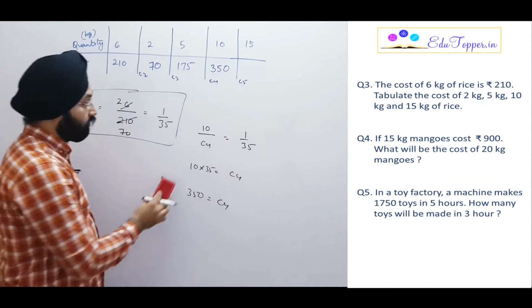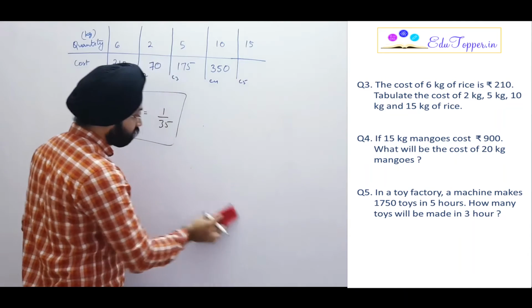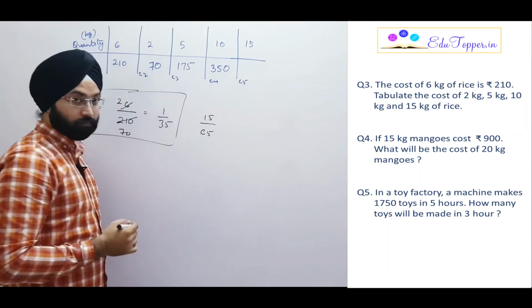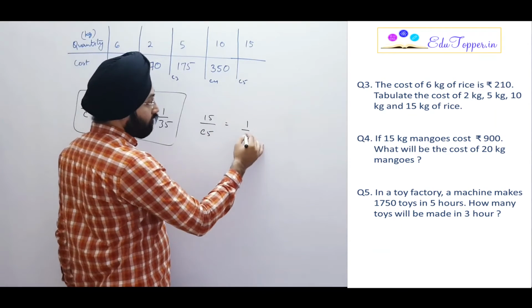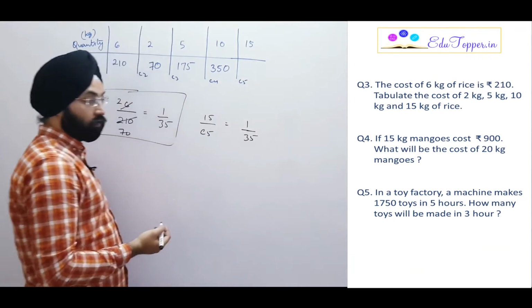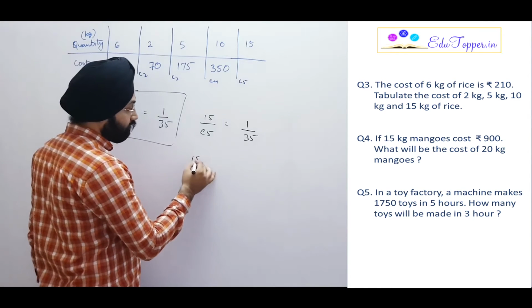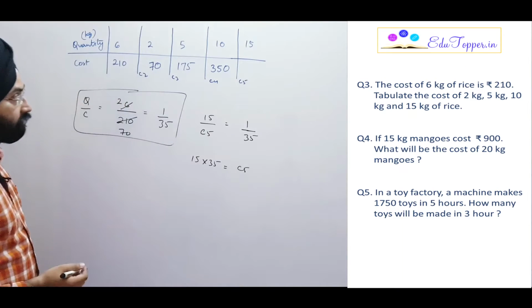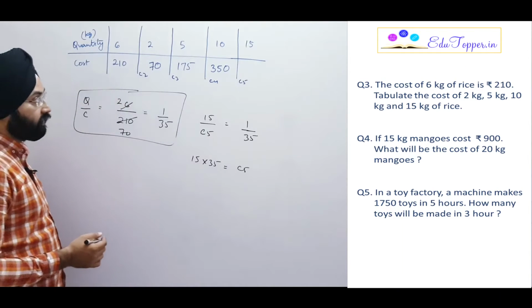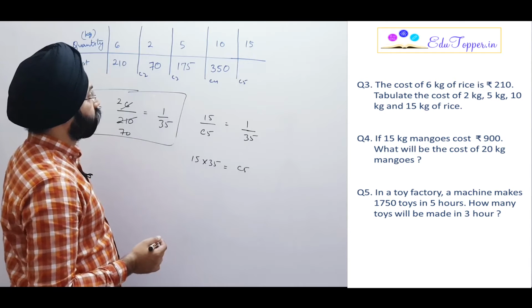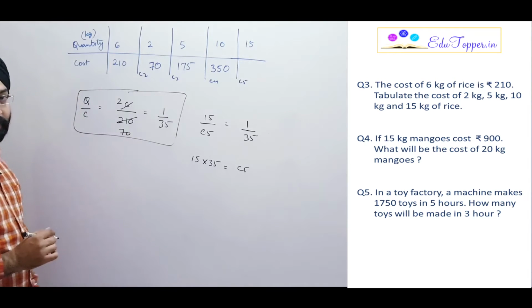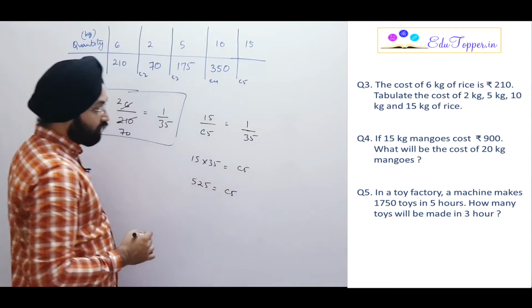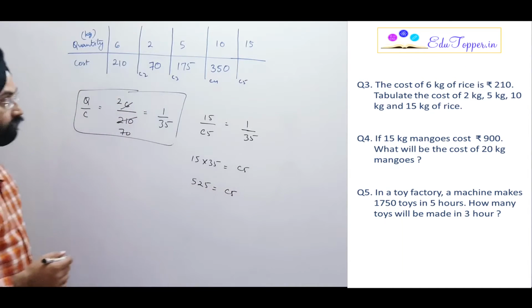Now, in a similar manner, we have 15 by C5 is equal to 1 by 35. So 15 into 35 will be equal to C5. So 15 into 35 is 525, right? It is 525. So the value of C5 will be 525.